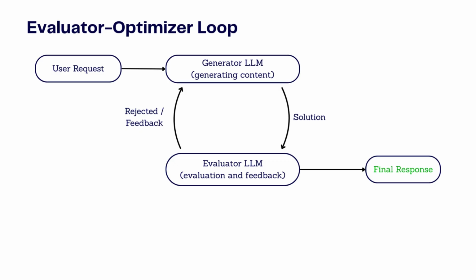A user request comes to the Generator LLM, where it generates the content based on the request. This generated content is sent to the Evaluator LLM, which evaluates the content and provides feedback. The Generator LLM refines the content based on the given feedback. This process goes in a loop until the Evaluator LLM passes the content and the final response is sent to the user. This pattern is most effective when you have clear evaluation criteria and when iterative refinement adds measurable value.